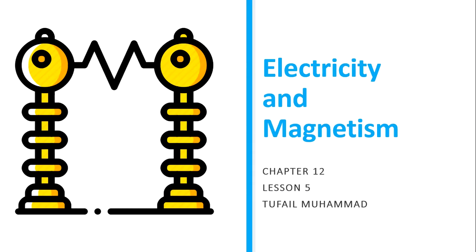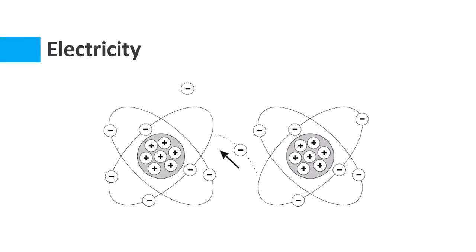We'll start up with chapter 12, lesson 5, electricity and magnetism. So as you know, all matter is made up of atoms. All atoms in turn are made up of different numbers of protons, neutrons and electrons. Now, although electrons are much smaller than protons, they carry the same amount of electric charge. When positively charged particles, protons, and negatively charged particles, electrons, are equal in number, the charges cancel one another out.